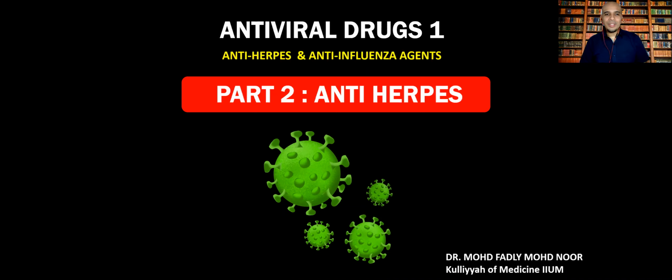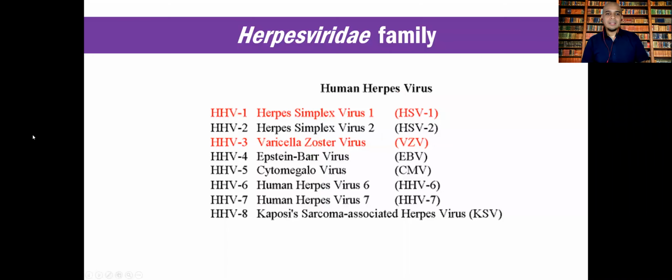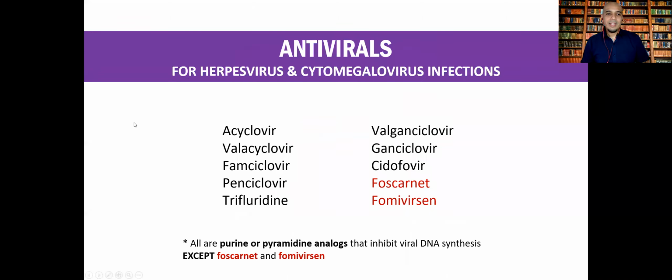In this video, I will cover the topic of anti-herpes agents. These are the list of herpesviridae family. There are human herpes virus 1 until 8, and some of them are quite common in our community. These are the list of antiviral drugs that can be used to treat herpes viral infections. From the list, most of them are purine or pyrimidine analogs, except for foscarnet and fomivirsen.